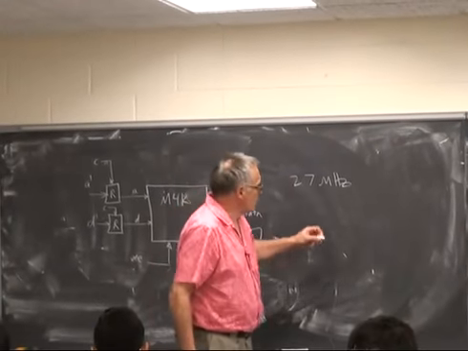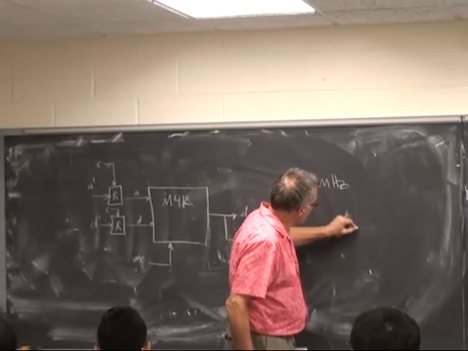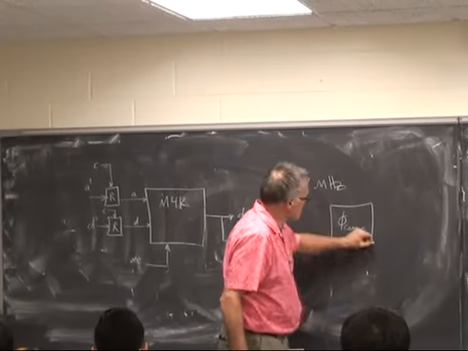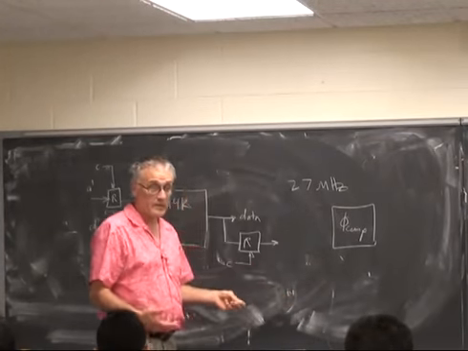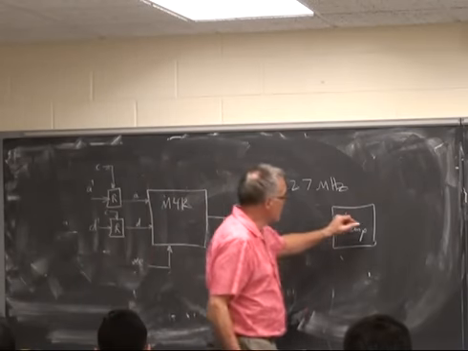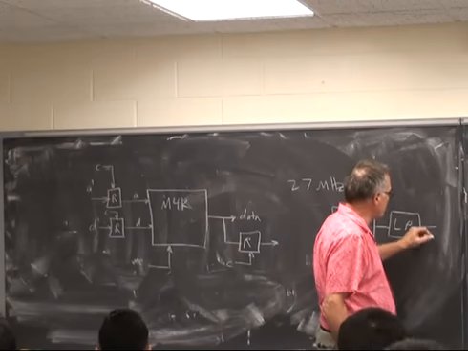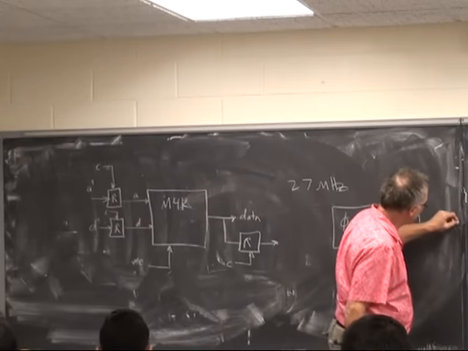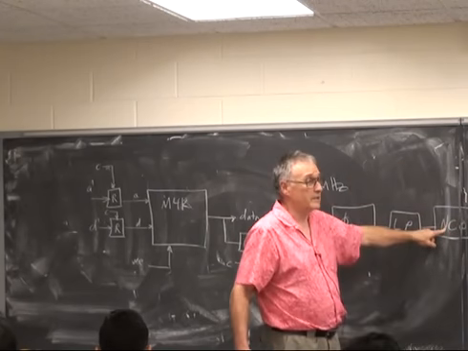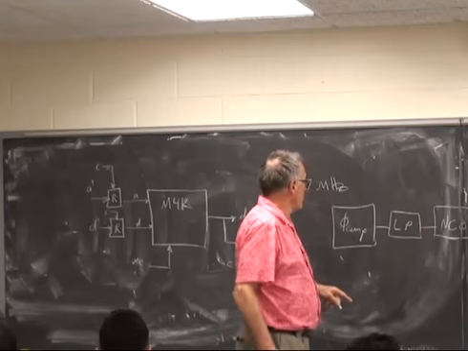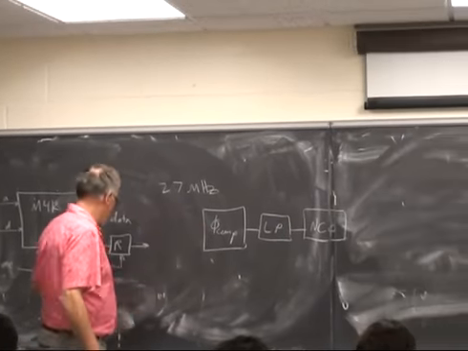So a phase lock loop is a device that has a phase comparator, XOR, or a multiplier, either one. If it's digital, it's XOR. If it's analog, it's a multiplier. Followed by a low-pass filter, followed by a numerically controlled oscillator, if it's digital, or a voltage-controlled oscillator if it's analog. And the numerically controlled oscillator is then fed back and compared.